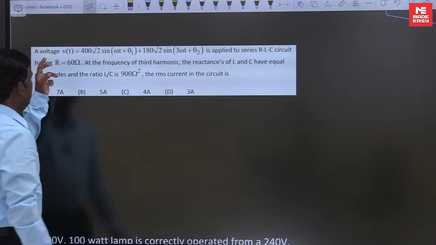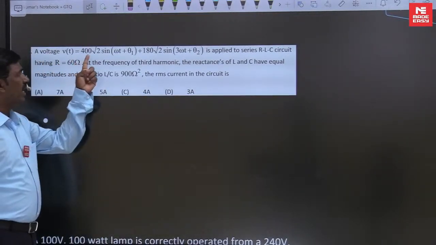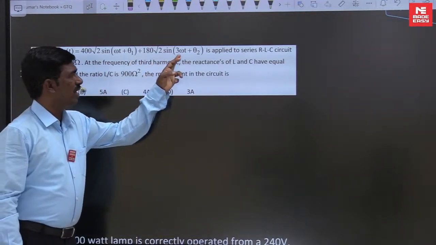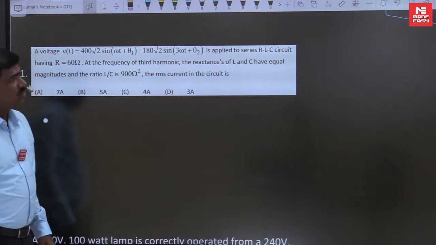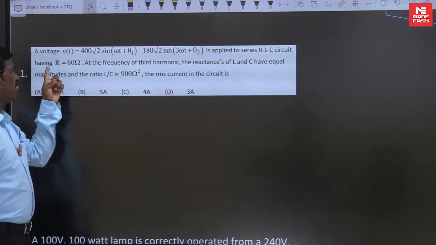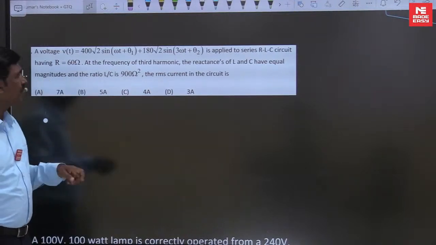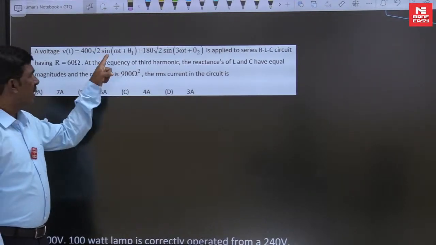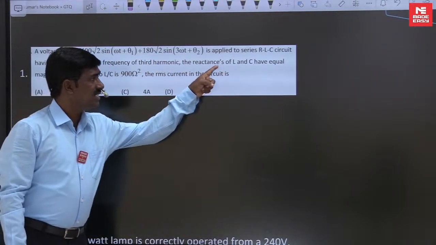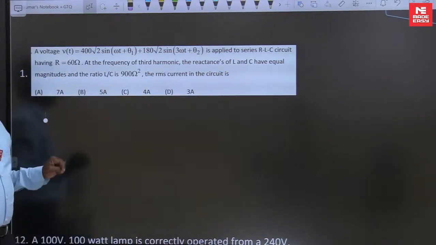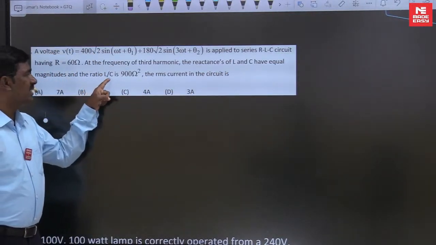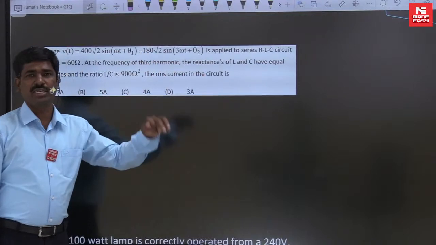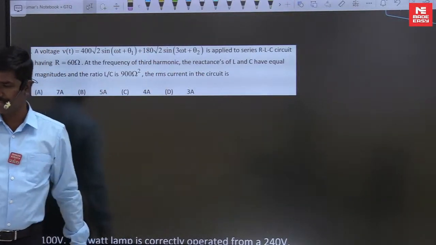The question is, a voltage V of t is equal to 400 root 2 sin(omega t plus theta 1) plus 180 root 2 sin(3 omega t plus theta 2) is applied to a series RLC circuit having R equal to 60 ohms. At the frequency of the third harmonic, this is the fundamental, this is the third harmonic, the reactance of L and C have equal magnitudes and the ratio L by C is 900 ohms square. The RMS current in the circuit is, give the answer within 2 minutes.